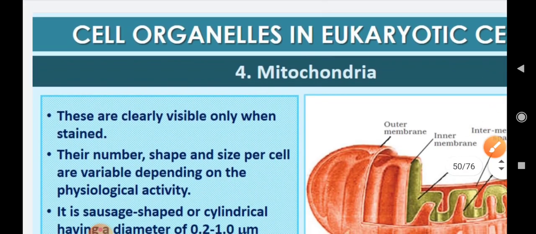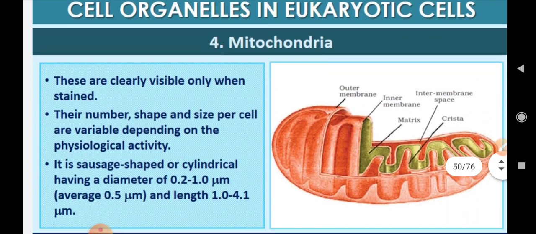Now moving on to another very important cell organelle, which is known as mitochondria. You all know that mitochondria are known as the powerhouse of the cell. We call it the powerhouse of the cell because it provides ATP to all the metabolic reactions which take place in the cell. That is why it is referred to as the powerhouse of the cell.